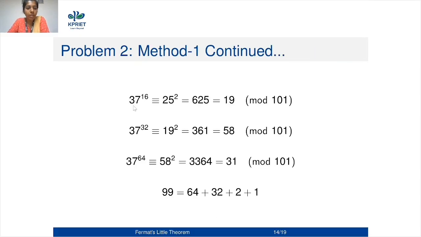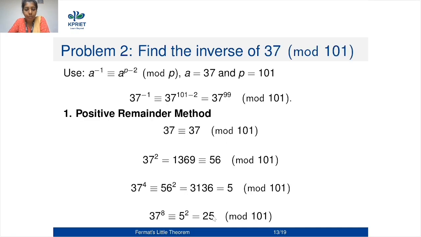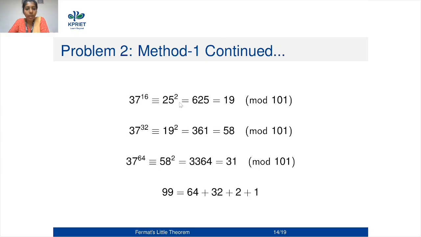Now increase the power. 37 to the power 16 has the remainder 25. So 25 squared gives 625. When this number is divided by 101, it gives a remainder of 19. And 37 to the power 32 is congruent to this remainder 19 squared, which is 361, and I'm getting the remainder 58. As 361 is divided by 101, it gives a remainder 58.